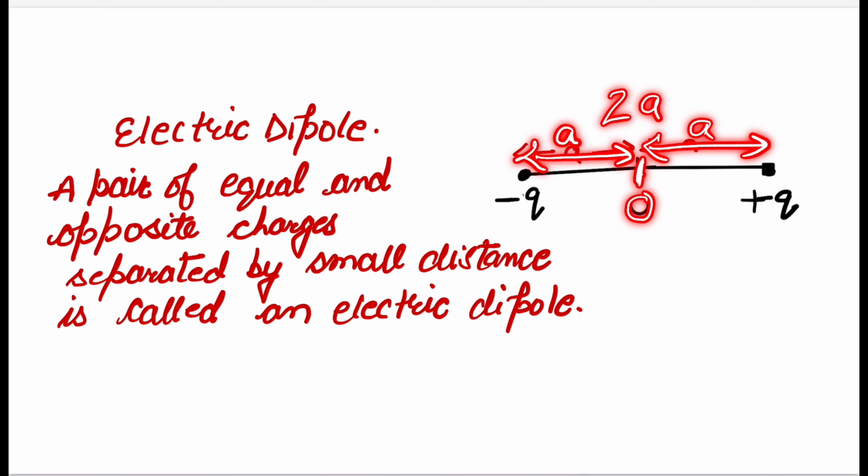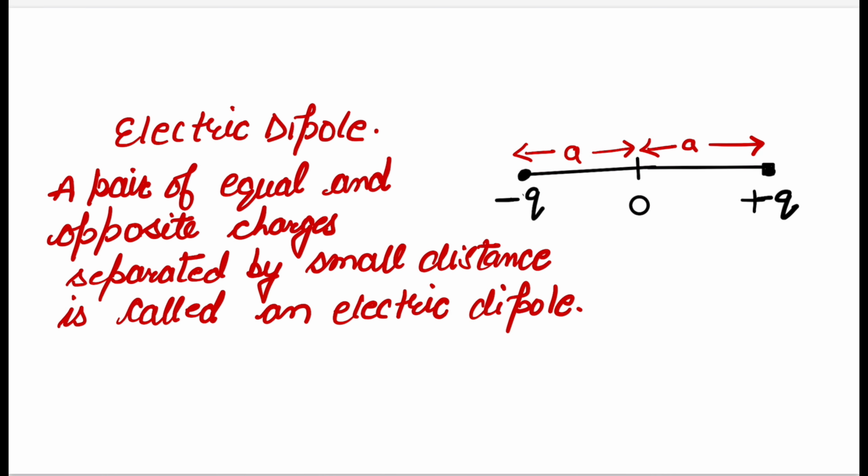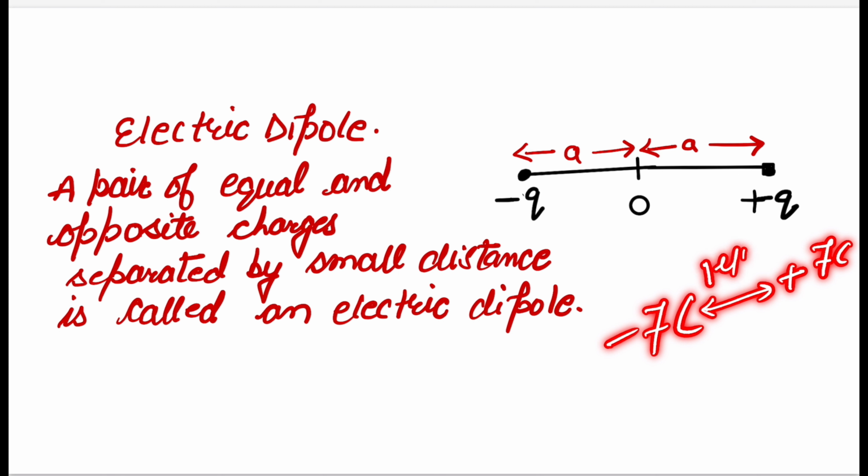The distance of the minus q charge from O is a, and the distance of the plus q charge from O is again a. These charges can be any, for example minus 7 coulomb or plus 7 coulomb, and the distance is small. So minus 7 coulomb and plus 7 coulomb separated by a small distance, say 1 micrometer. So this combination makes up an electric dipole.